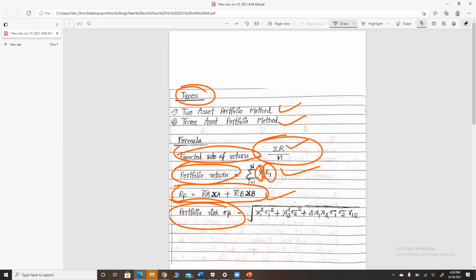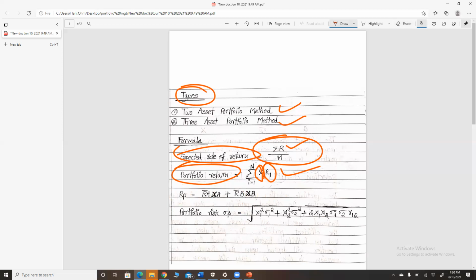r bar a is nothing but the expected return, xa is nothing but the proportion of security a, r bar b is nothing but the expected return of security b, and into the proportion of security b. Is it clear? That is Rp, the return of the portfolio. Then the next thing, that is portfolio risk, you have to calculate.